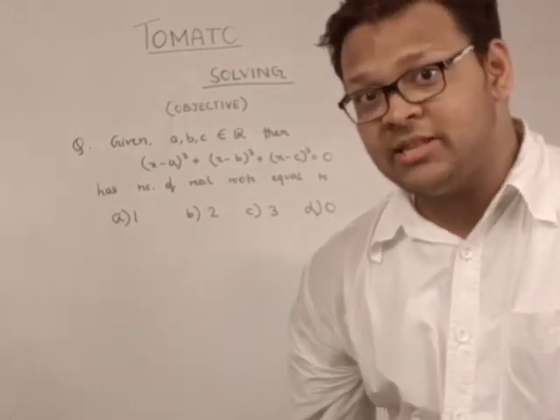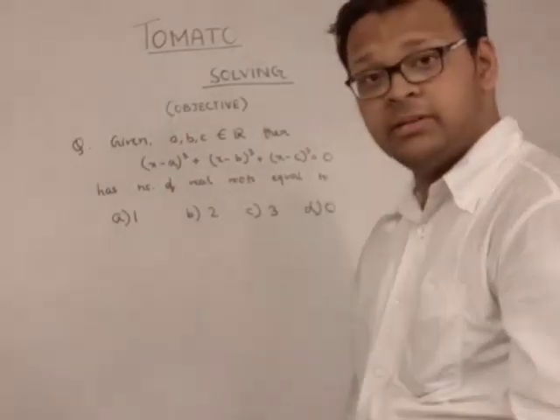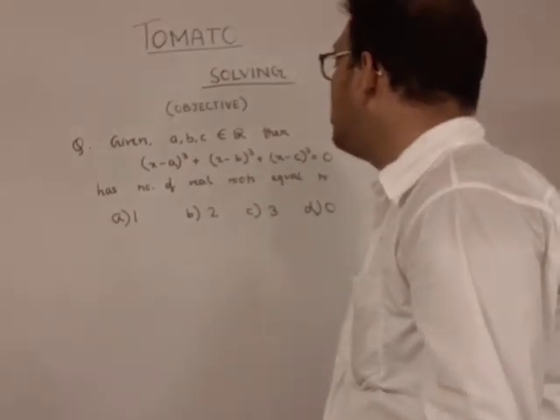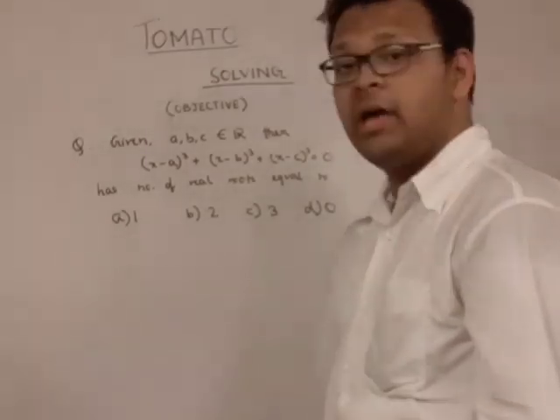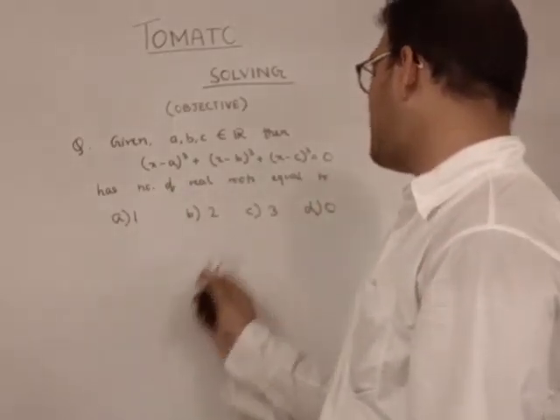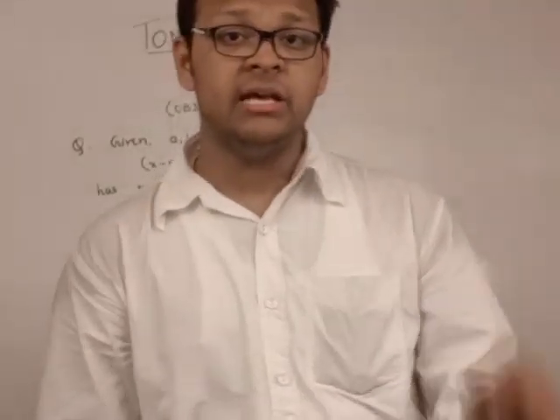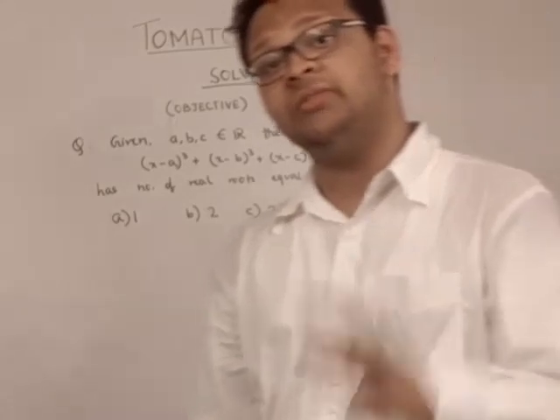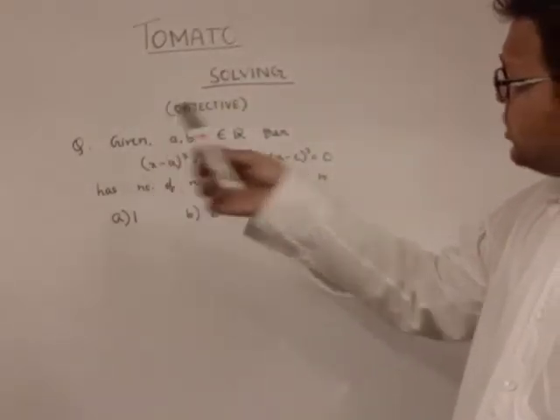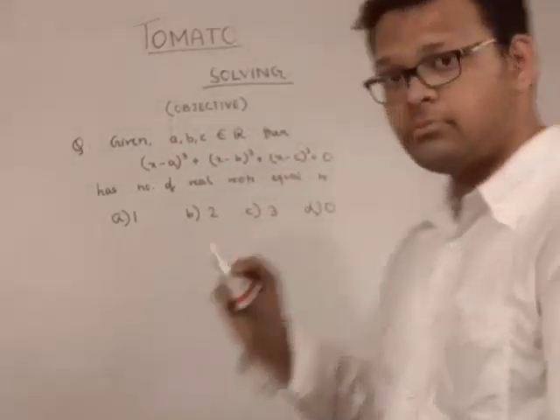Okay, so this is the first question for today. Given a, b, c are real numbers, then (x minus a) whole cube plus (x minus b) whole cube plus (x minus c) whole cube has number of real roots equal to: option A is 1, option B is 2, option C is 3, option D is 0. The gist of the question is to find the number of real roots of the given equation, that is (x minus a) cube plus (x minus b) cube plus (x minus c) cube equals 0.